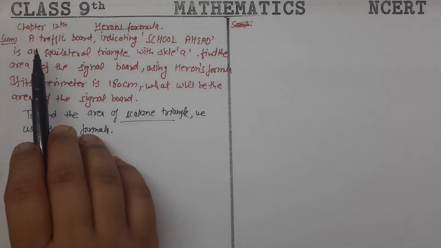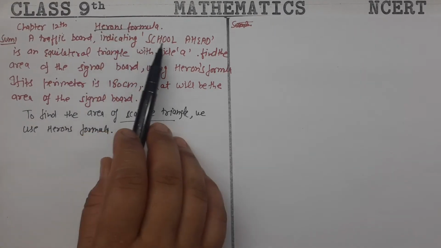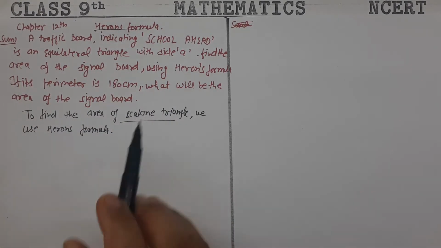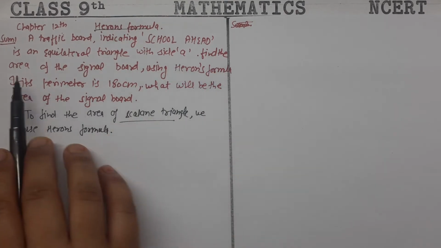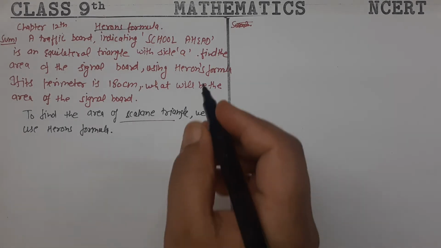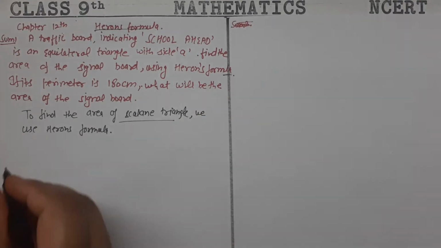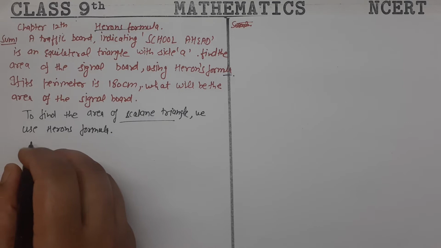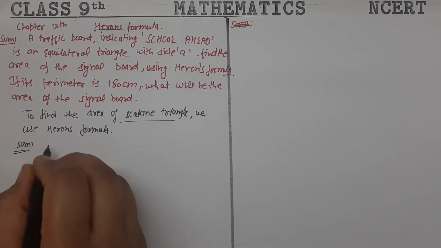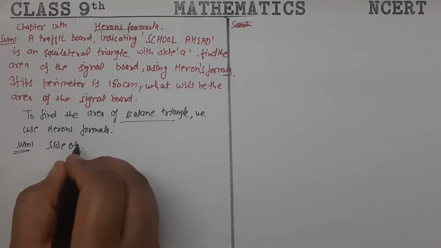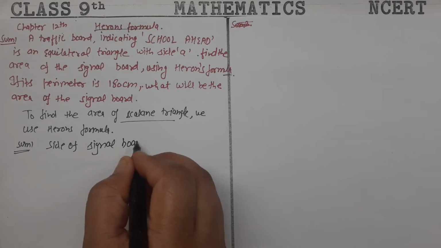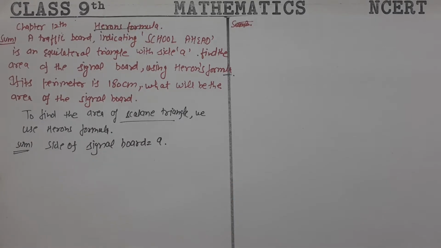Sum number 1. A traffic board indicating school ahead is in the shape of an equilateral triangle with side A. Find the area of the signal board using Heron's formula. Side of signal board is A. Its solution.